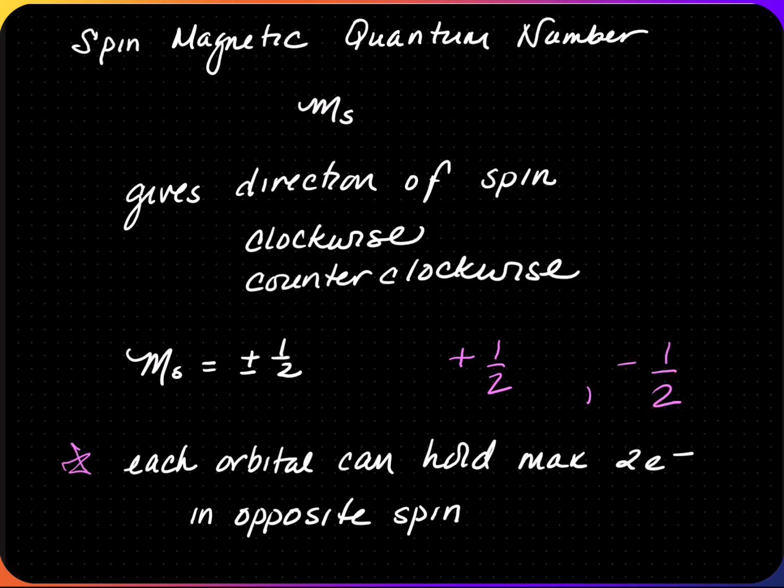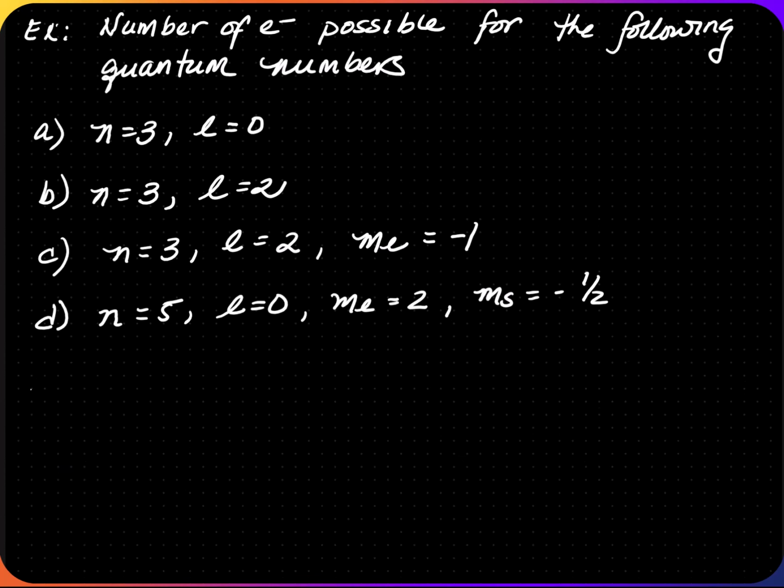And the last thing, each orbital can hold a maximum of 2 electrons, and they must spin in the opposite direction. So let's look at this first example, the number of electrons possible for the following quantum number. When N is equal to 3, L is equal to 0. So that means ML is going to equal plus or minus 0. So the only value for ML is 0.